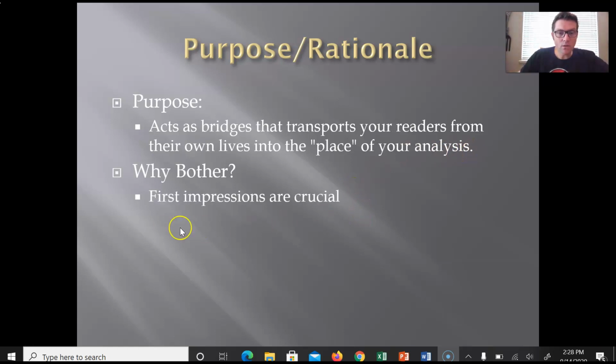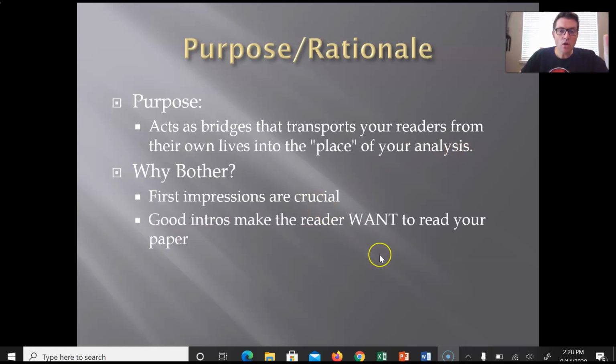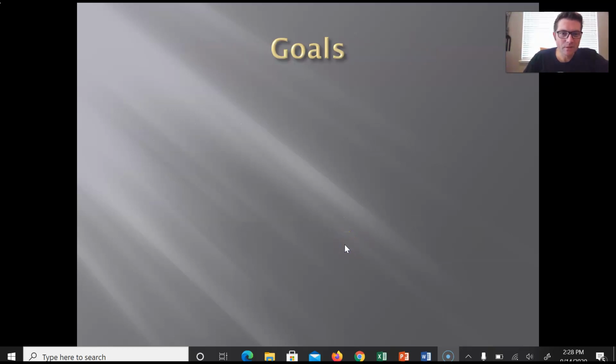Again, why is this important? First impressions are crucial. Good introductions make the reader want to read your paper, right? And since I will be giving you a grade, you want to make me want to read your paper as well. Okay. So again, the goals.